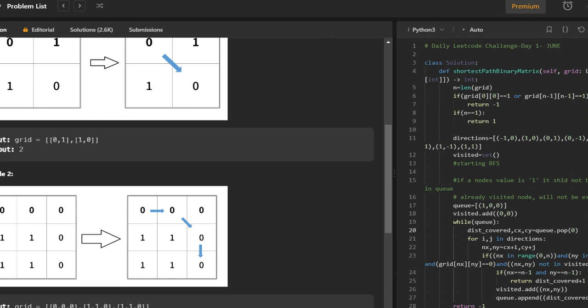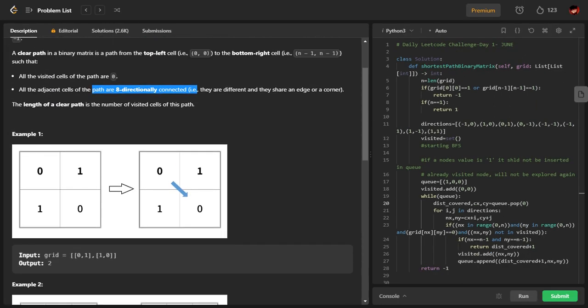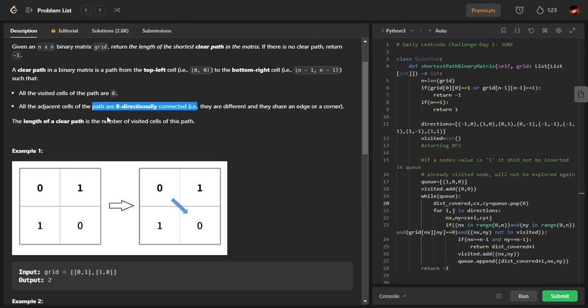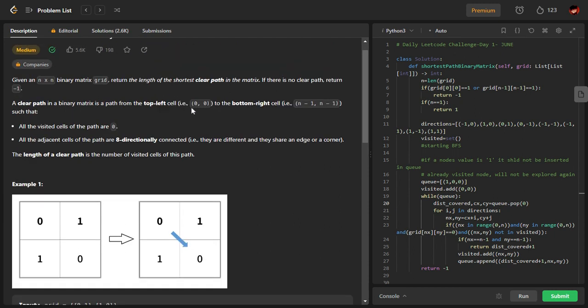Remember one thing: when we see all these things we understood, but what is the meaning of the shortest path? They have given a short hint here. Length of the clear path is the number of visited cells in this path. So see, what is the question? We need to find the shortest clear path. Now shortest means obviously we have to find as minimum as possible of the length of the clear path.